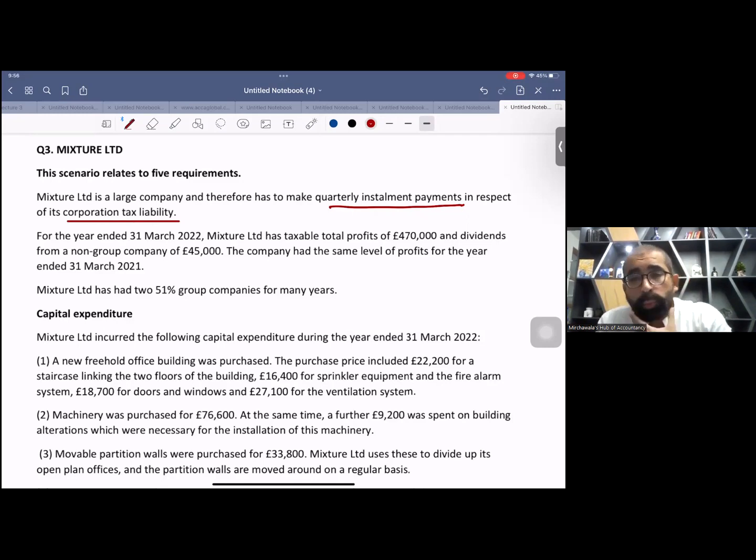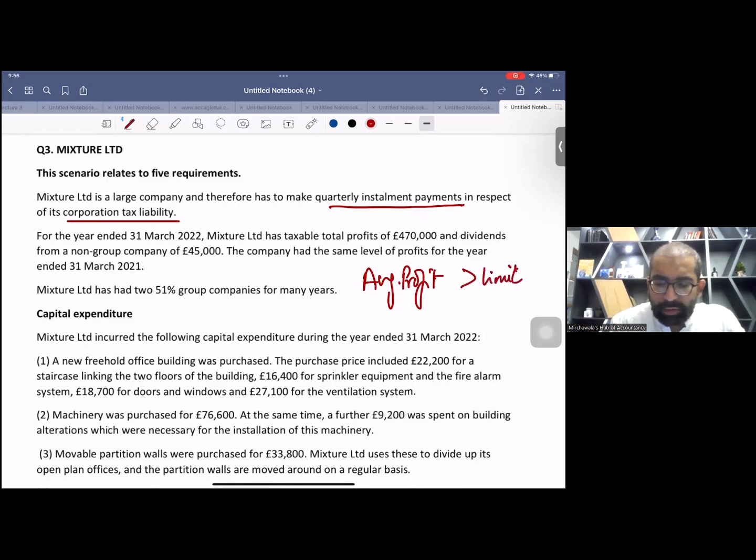Now how to identify between large and small? Look here. If your augmented profits are greater than the limit, then my dear students, you are a large company. What is the limit? The limit is 1.5 million.